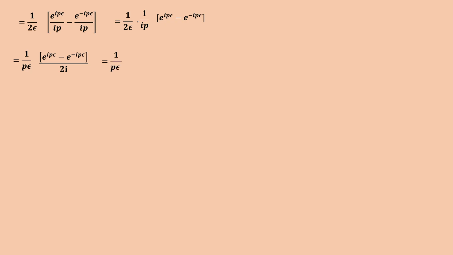So 1 by p epsilon into sin p epsilon, because we know e power i a x minus e power minus i a x by 2i is equal to sin a x, right? So we are using that formula. So you will get the Fourier transform of f of x equal to 1 by p epsilon sin p epsilon.